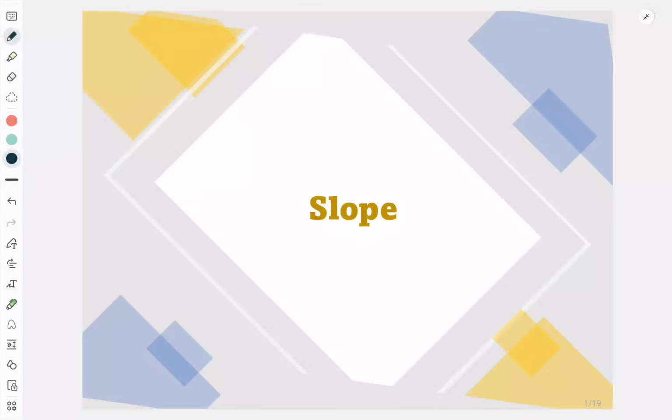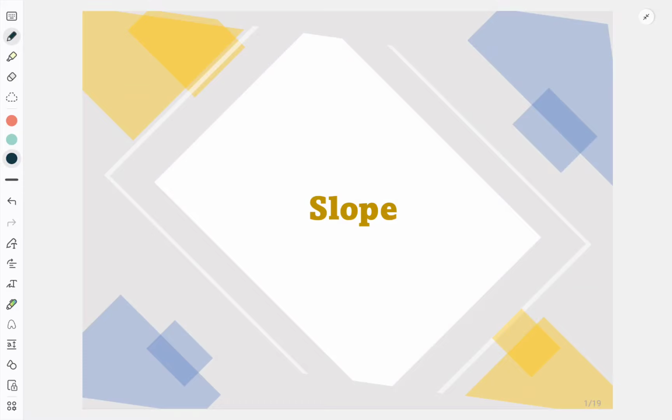For this video, we will be talking about the slope of a given line. Let's recall, how do we define the slope of a given line? The slope of a given line tells us how steep the given line is. It also gives us an idea of the direction of the given line, what I mean is whether the given line leans towards the right or leans towards the left, or is a vertical line or horizontal line.